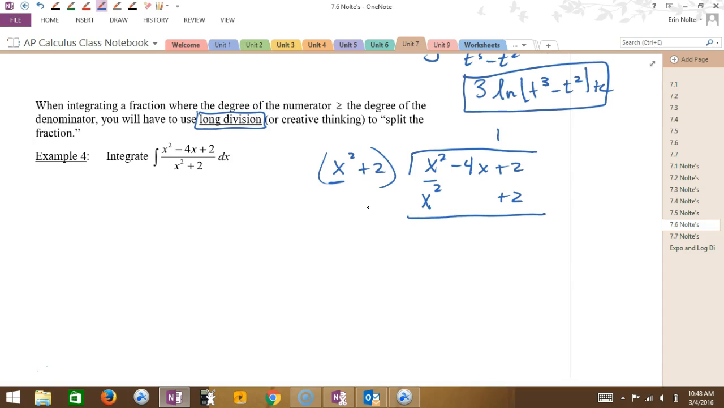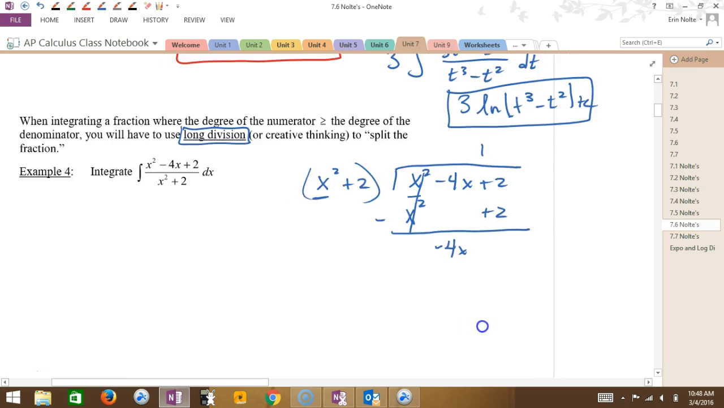Now do you guys remember, do I subtract or do I add? Subtract. So you subtract. Ashley, are you ready? We subtract our x squared, and it just goes away. That should happen every time. How many x's do I have? -4, because it's -4 minus 0. How many constants do I have? 0, because 2 minus 2.